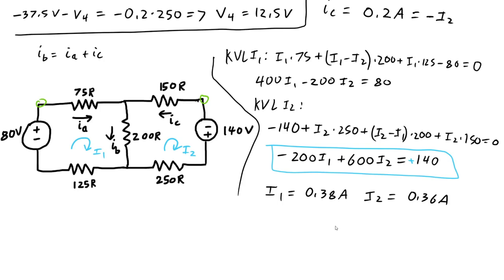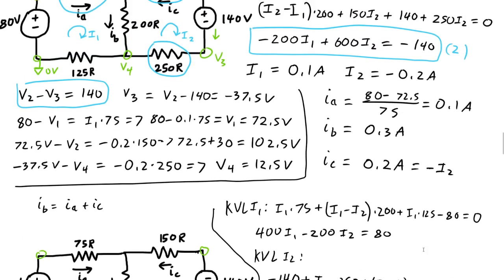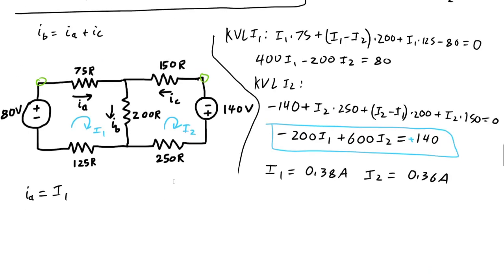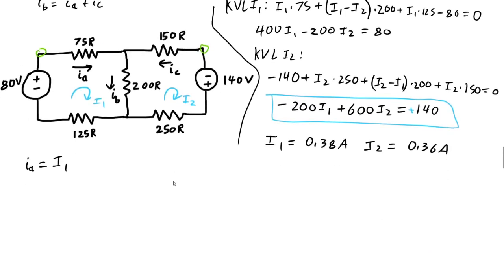So based on that information, we can notice that IA equals I1 here, our mesh current. And we can prove that by using the same techniques we did up here, by solving for all the voltages and then using Ohm's law. Or we can just use that knowledge that we learned from the practice and say I1 equals IA, which means that IA equals 0.38 amps.